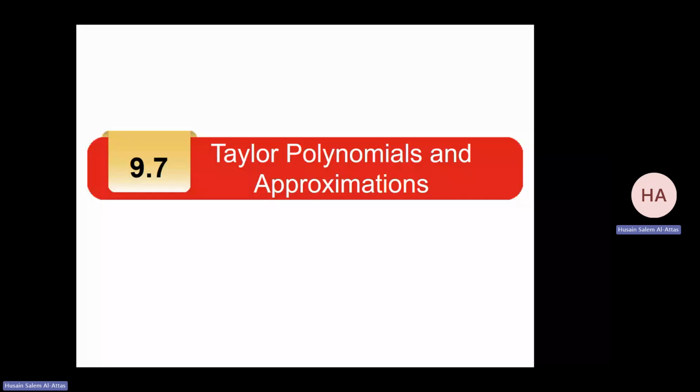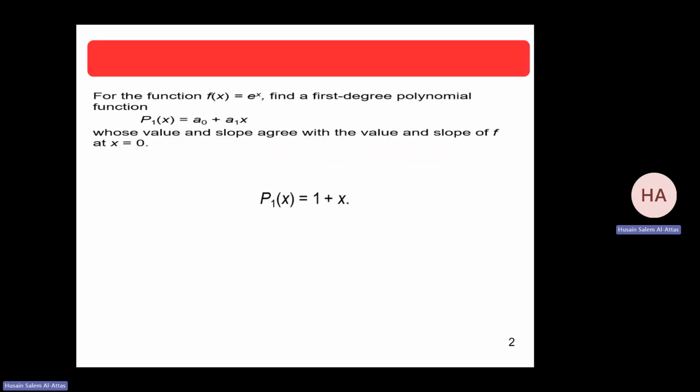Bismillah ar-Rahman ar-Rahim. We'll start now 9.7. As I said, I will connect it with 9.10. Let us see what we have. We're talking about Taylor polynomials and approximation in 9.7 and Taylor and Maclaurin series in 9.10.